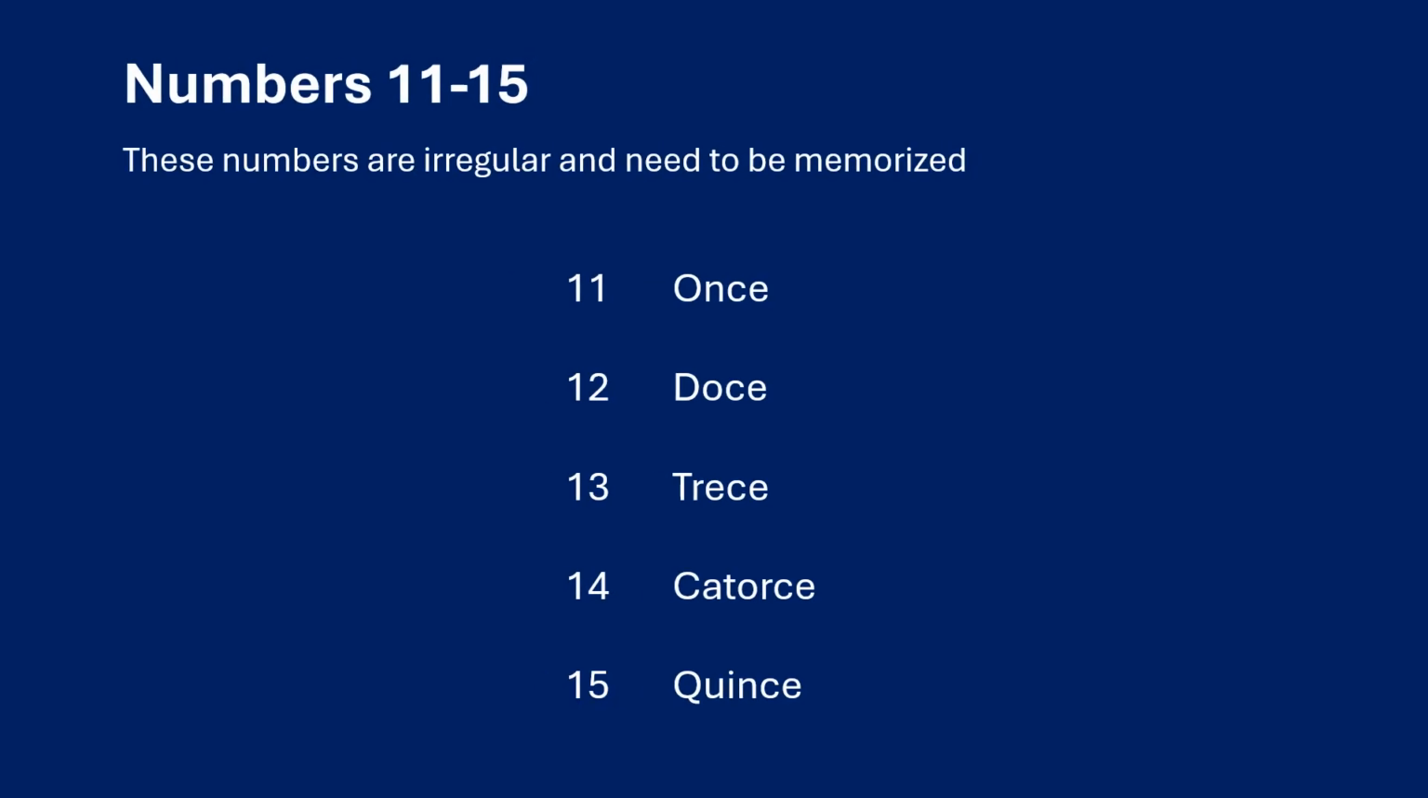The numbers 11 through 15 are irregular. You should take extra time to memorize these numbers to help you become more proficient at counting. These numbers are 11, once, 12, doce, 13, trece, 14, catorce, and 15, quince. Take extra time, memorize them. That way you will be able to count more proficiently in the Spanish language.